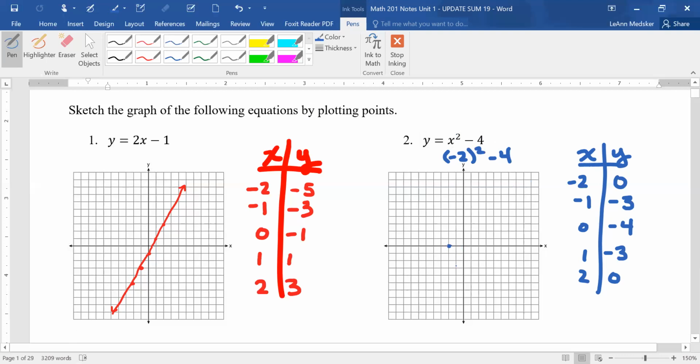-1, down 3. 0, -4 would be no left or right, then down 4. 1, -3, and 2, 0. And notice this is a U-shaped graph, best that I can draw. And that is a parabola.